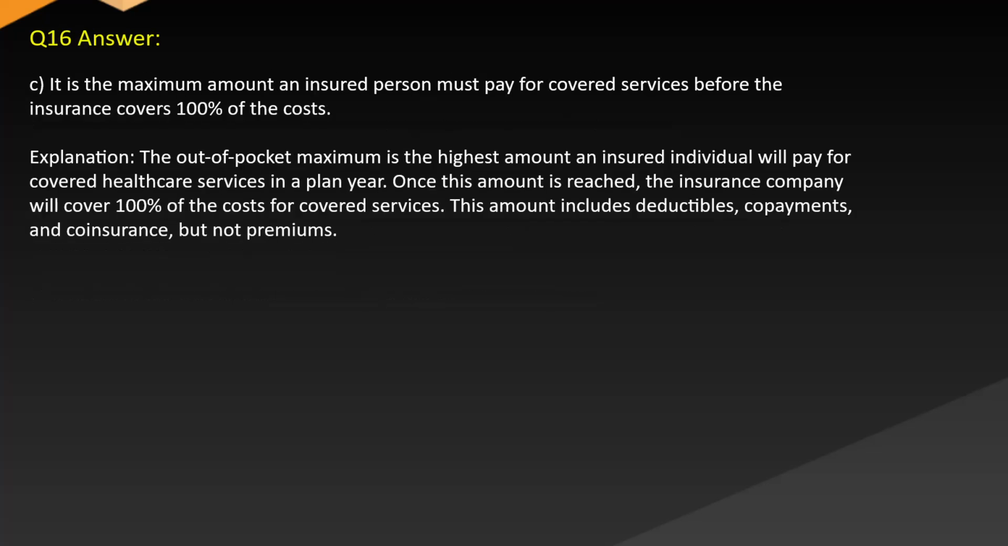Answer: C. It is the maximum amount an insured person must pay for covered services before the insurance covers 100% of the costs. Explanation: The out-of-pocket maximum is the highest amount an insured individual will pay for covered healthcare services in a plan year. Once this amount is reached, the insurance company will cover 100% of the costs for covered services. This amount includes deductibles, copayments, and coinsurance, but not premiums.